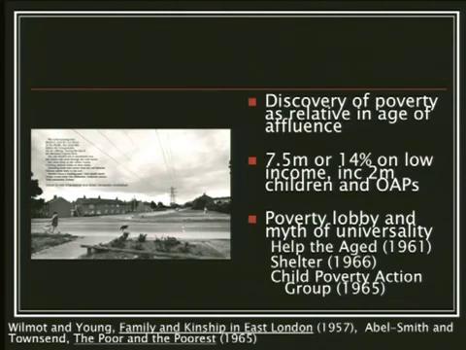That is to say that it wasn't necessarily about the lack of necessities, it was now about the lack of commodities that allowed you to fully participate in the new affluent society. So it might be a TV, it might be a telephone, it might be a washing machine.